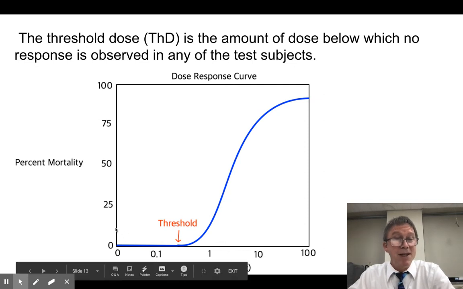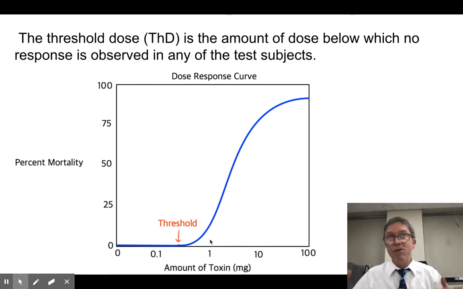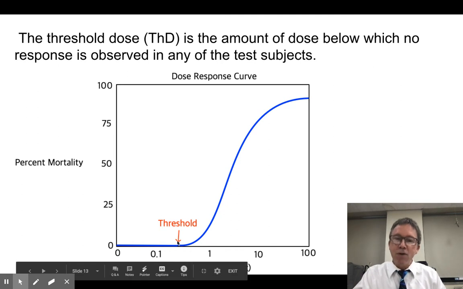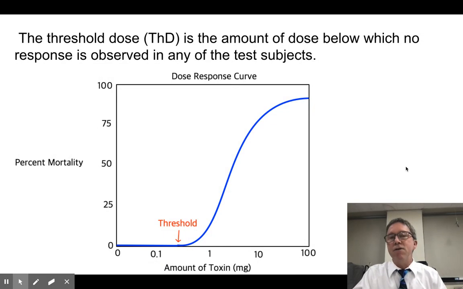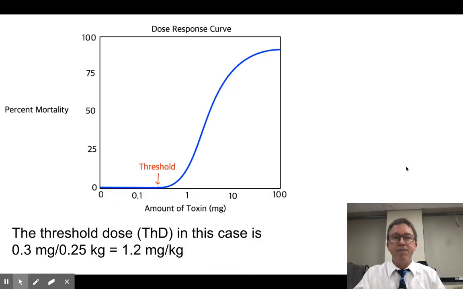Keep in mind that these are mortality; these are dead. We don't want any dead, right? But we also want to know how much would be harmful. So this is how we make that determination. We don't expose people to it and just see how many of them get hurt. We expose lab rats. We get a curve like this. We find the threshold, and from that threshold, we can determine what we consider to be a safe human dose. So here's how we do this.